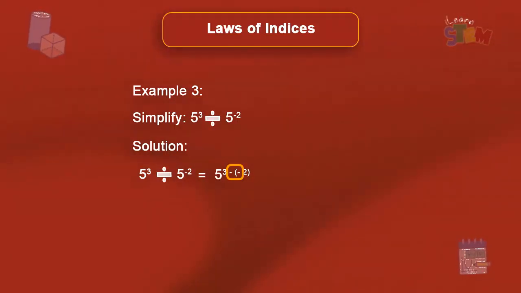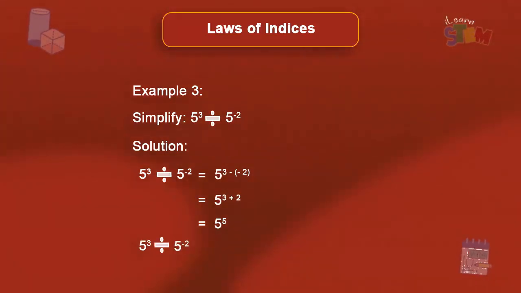Minus times minus gives us plus. So, this will then give us 5 raised to power 3 plus 2, which equals 5 raised to power 5. Therefore, 5 raised to power 3 divided by 5 raised to power minus 2 equals 5 raised to power 5. That's amazing. Let us now do some practice.